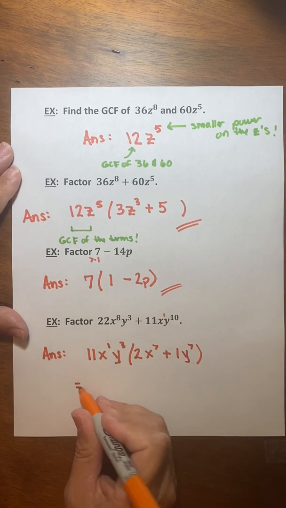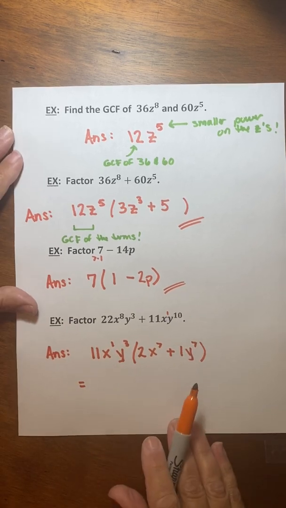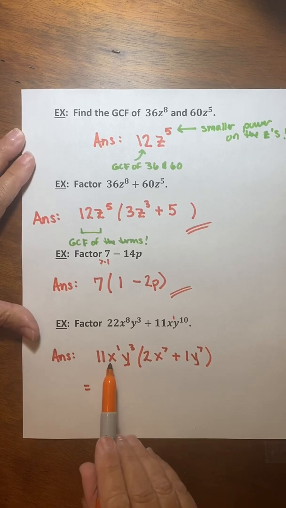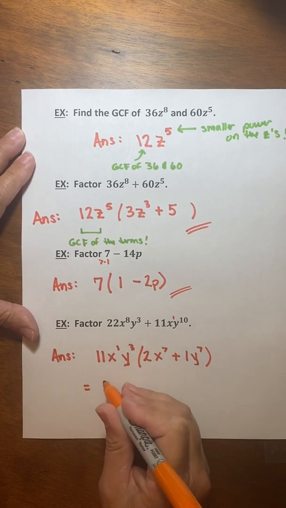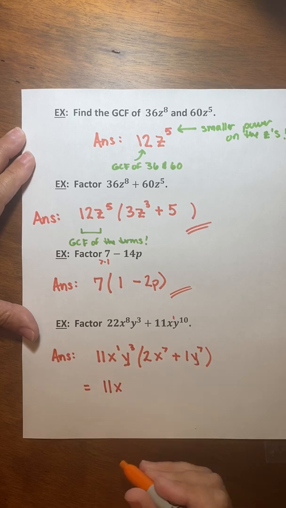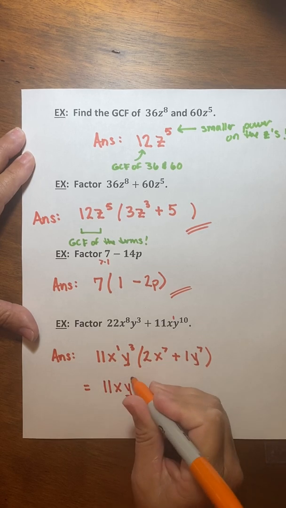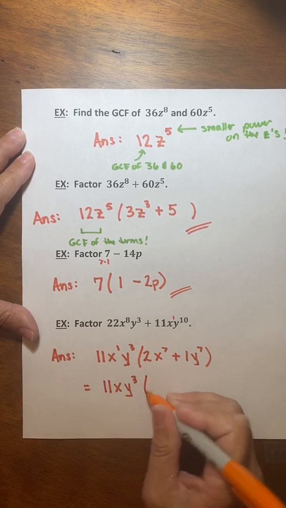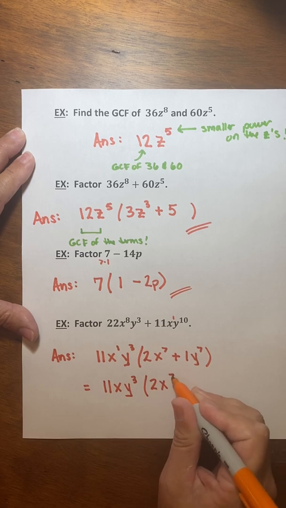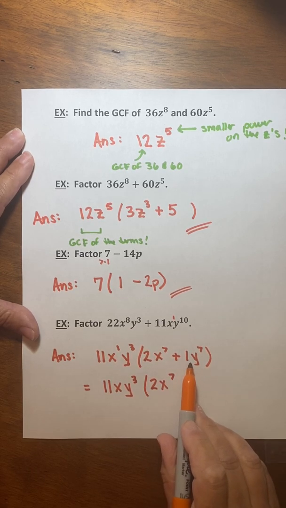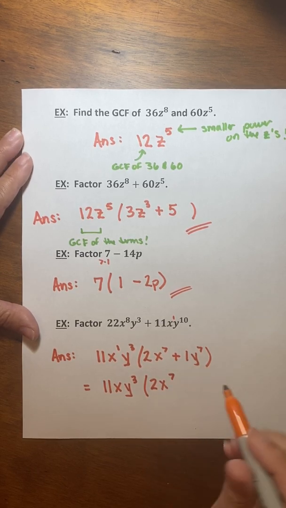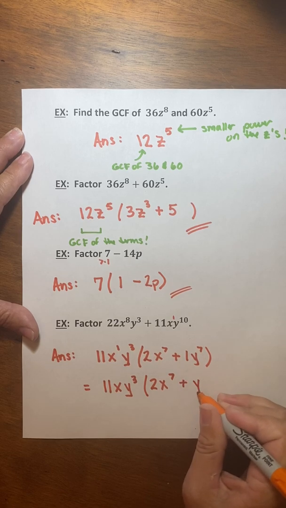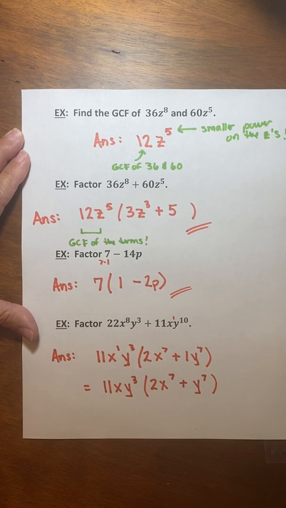Now, we're going to clean this up. Usually we don't write x to the 1 power. We simplify that to just 11 times x. Have to leave the power of 3 on y. 2x to the 7th, and we typically don't include a coefficient of 1. So if it's 1 times something, we eliminate the 1, and we're going to just call that y to the 7th, okay?